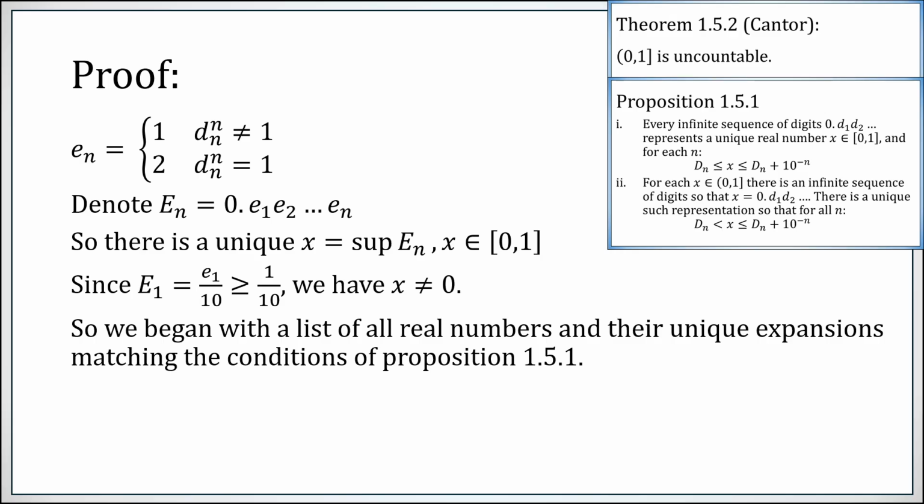So now we begin with a list of all the real numbers and their unique expansions, matching the conditions of prop 1.5.1. Remember, we assumed we had this enumeration.